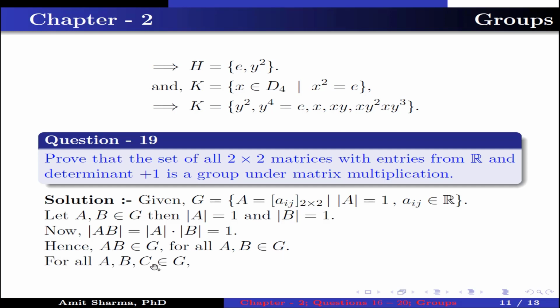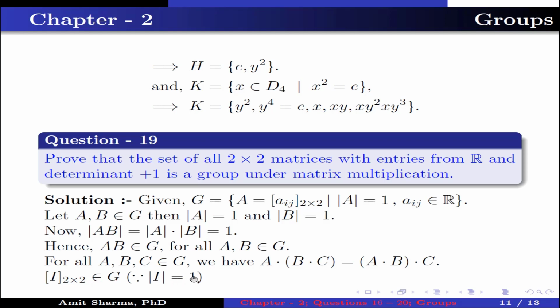Now, for all A, B, C belongs to G, we have (A into B) into C is equal to A into (B into C). Why is it so? Because associativity is the basic property of matrix multiplication. Now, the 2 cross 2 identity matrix belongs to G. Why is it so? Because the determinant of the identity matrix is 1, such that A into I is equal to I into A equal to A for all A belongs to G. Here, I is the identity element of G.